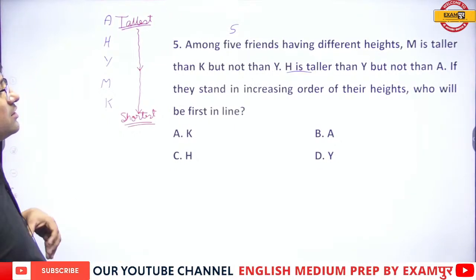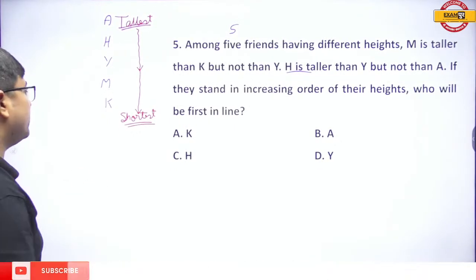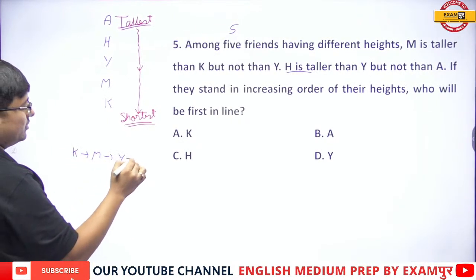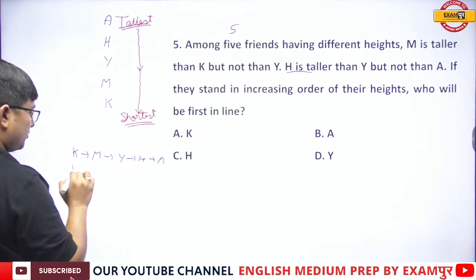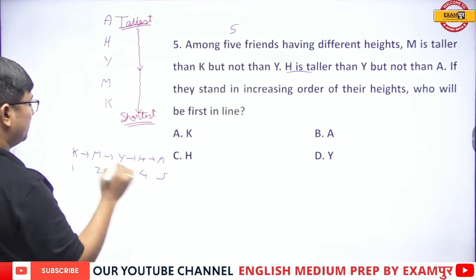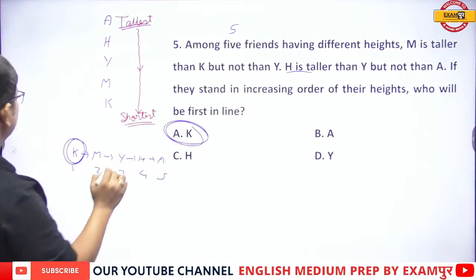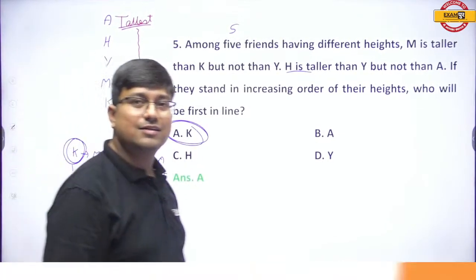If they stand in increasing order of the height, increasing order means first K, then M, then Y, then H, then A. So who will be first? The one who will be first is K. And therefore the right answer is option number A, that is K.